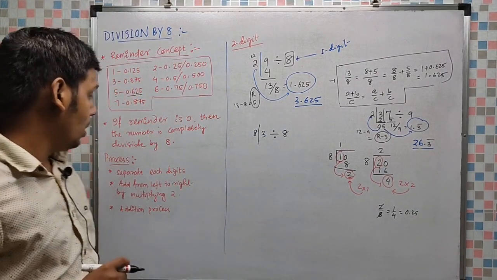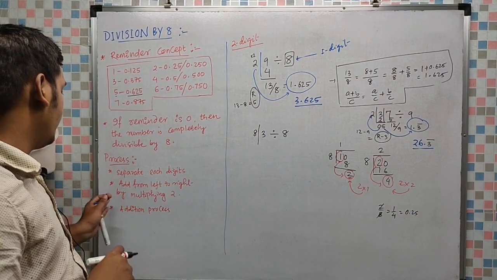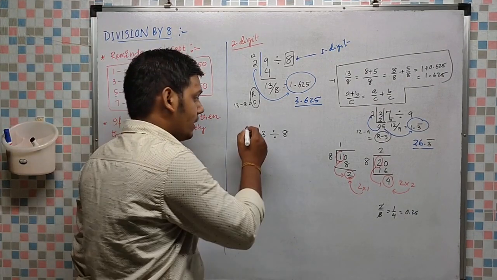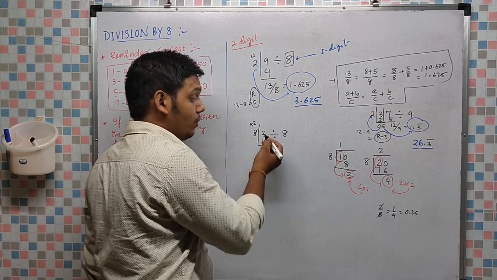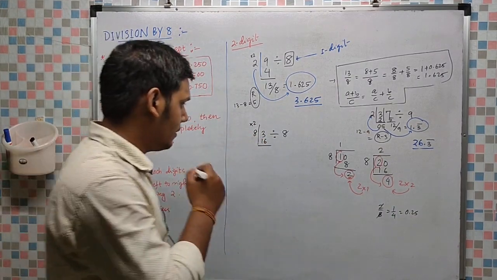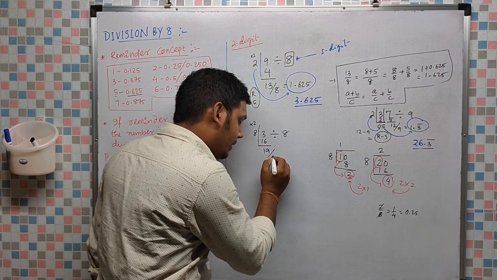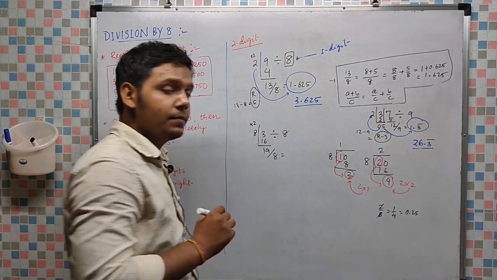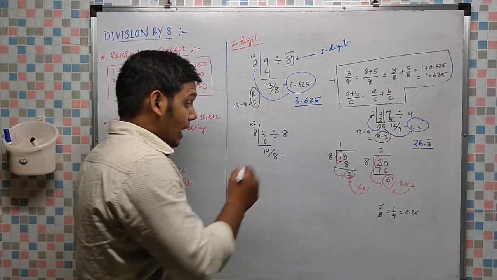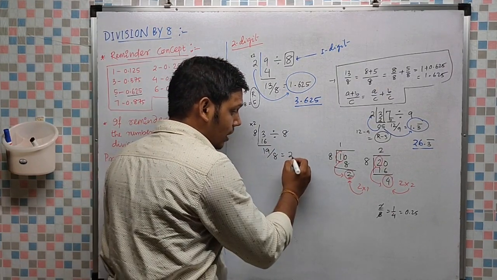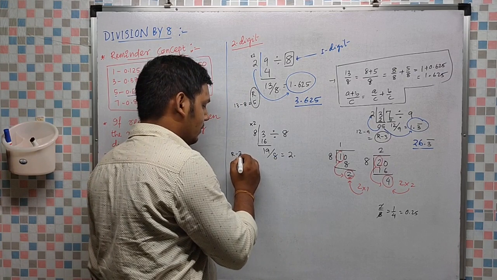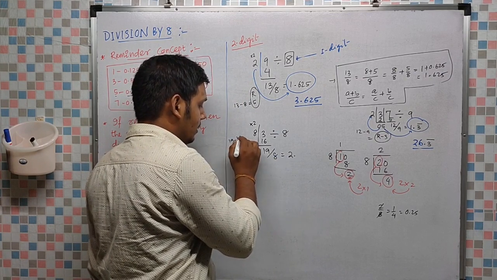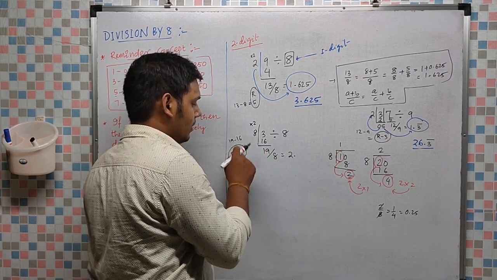Now what I have to do? Add from left to right by multiplying by 2. So first I will multiply 2 here. 8 times 2 is 16. Thereafter what I will do? 3 plus 16. 3 plus 16 is what? It is 19. 19 will be divided by 8. Now how many times can I take 8? 2 times I can take 8, 8 2s are 16. Now the remainder is 19 minus 16, that is very easy. That is 3.